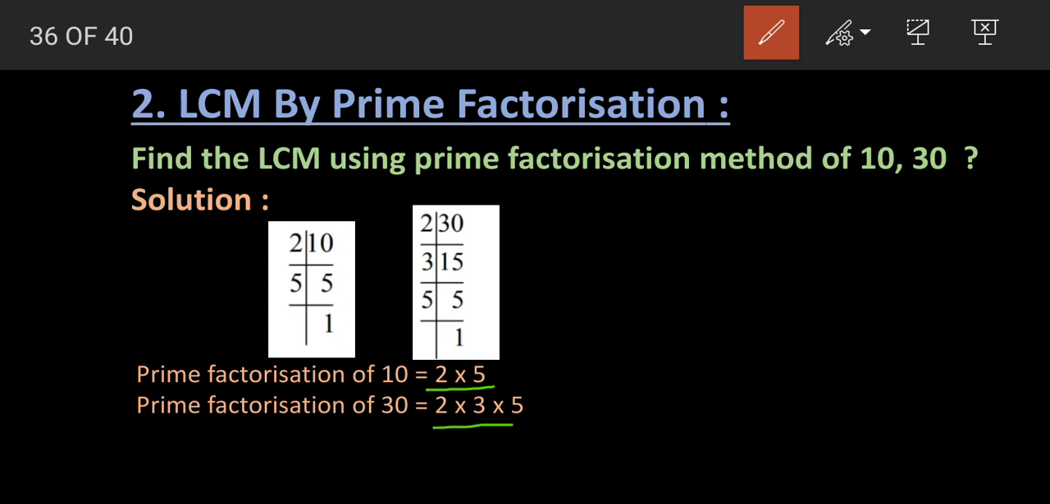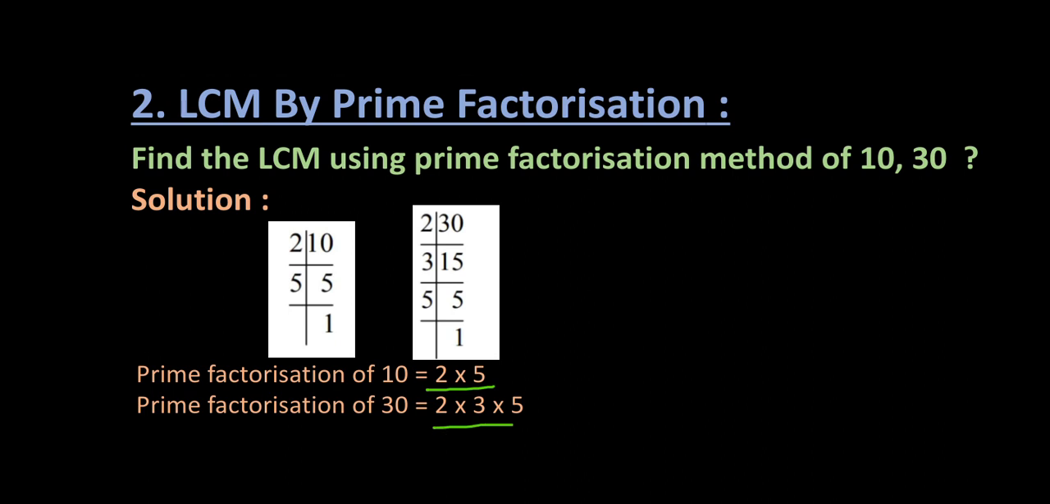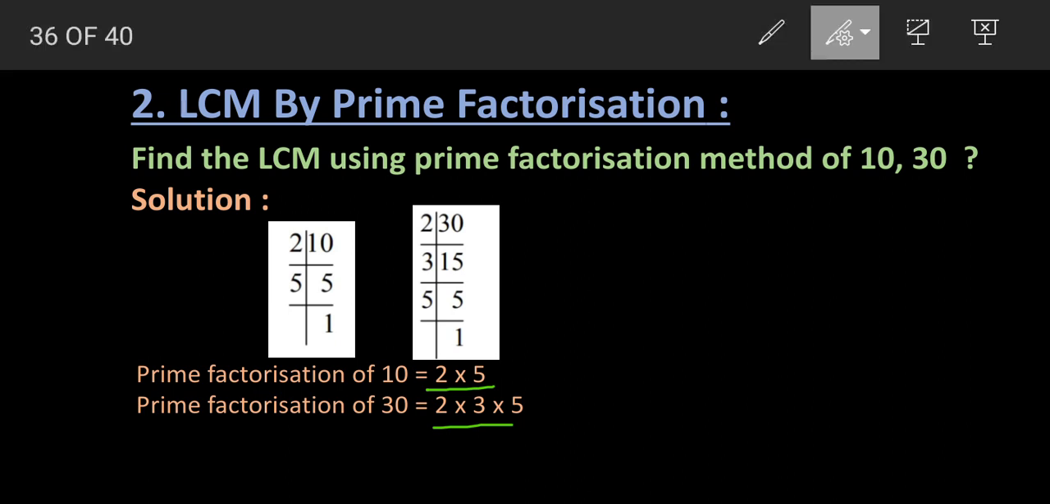Next step is, we have to write the LCM by selecting factors from these two numbers. So here the factors are: first, 2 is present in both numbers, then 5 is present in both numbers, and 3 is one more thing. So we have to multiply all these, that is 2, 3 and 5.